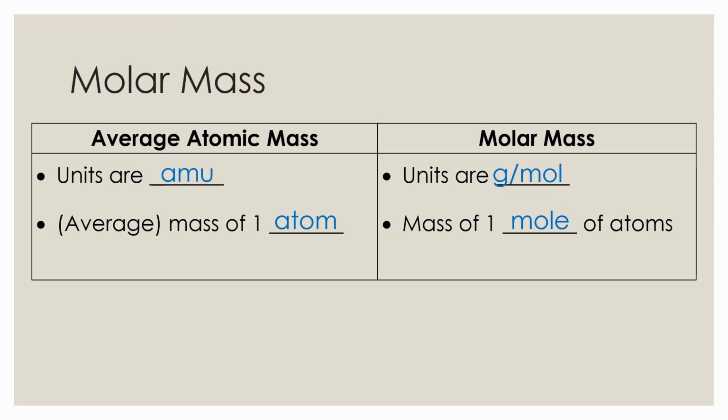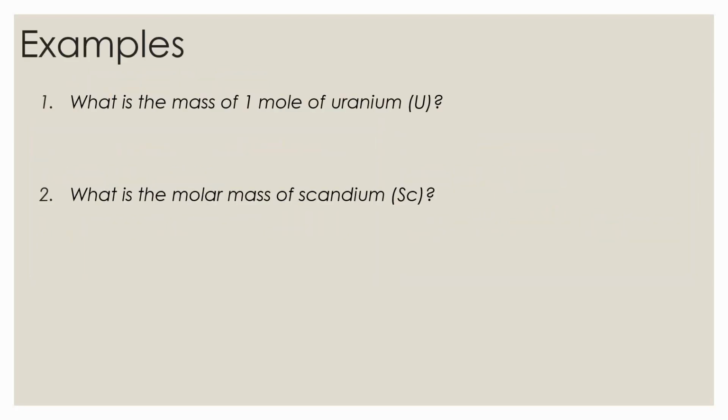So let's see some examples. Number 1, what is the mass of 1 mole of uranium? The atomic symbol for uranium is U. It's down at the bottom of your periodic table. Looks like this. It's number 92. And this number in the bottom is 238.03.